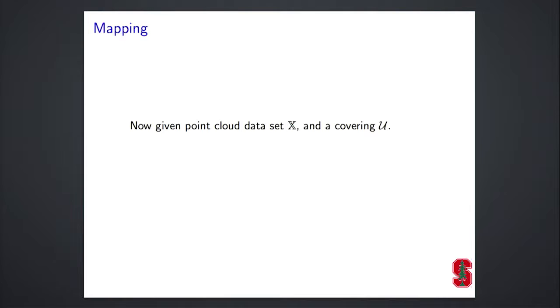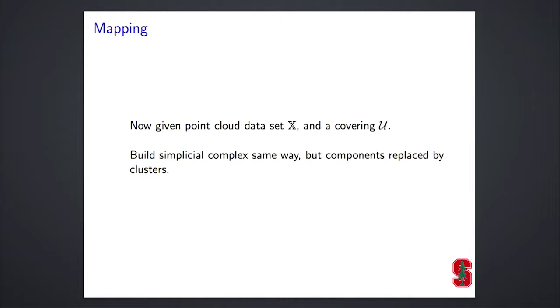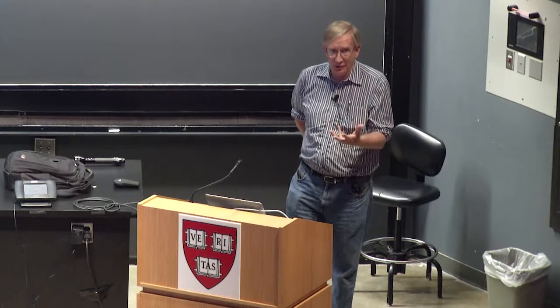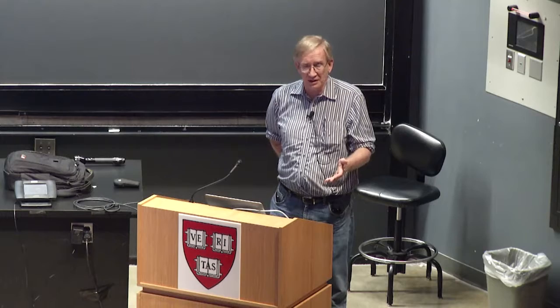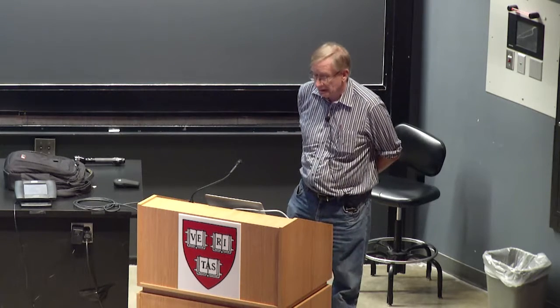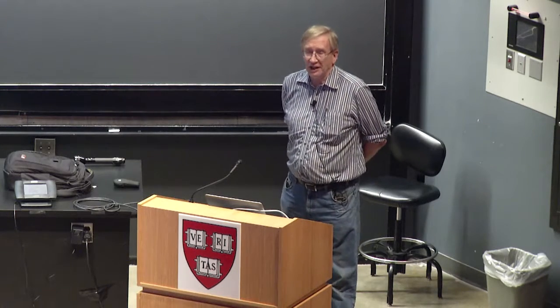So the idea is, let's do the same thing for point clouds. Suppose I'm given a point cloud and a covering. I can build a simplicial complex in the same way. But in this case, the one thing that I said in that development was I took connected components. For data sets, I can't take connected components because they break into individual pieces all by themselves when they're finite and discrete like that. So instead, we're going to have to replace taking connected components by a clustering scheme.